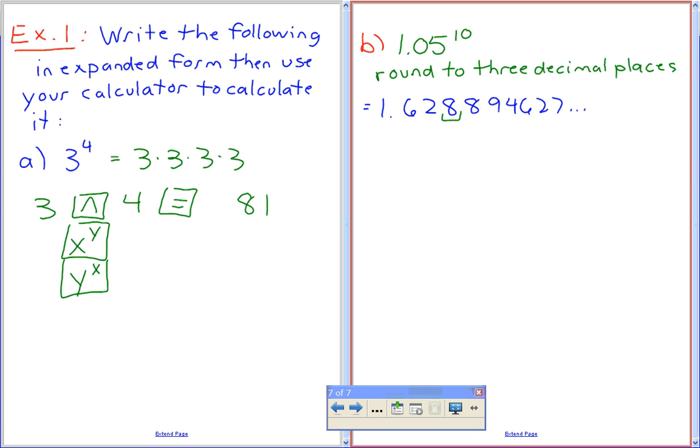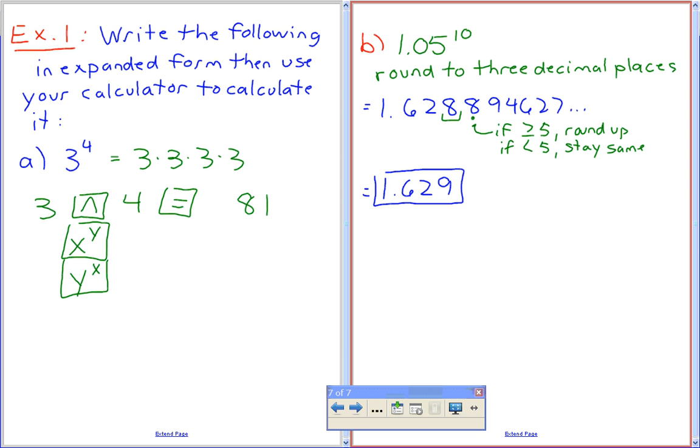Very good. So, you're looking at this. We're saying if this number here is greater than or equal to 5, it rounds up. Are you guys okay with that notation? That means greater than or equal to, and then less than. So this really should be 1.629. Can everyone confirm with those two numbers? You're unable to get that on the calculator.